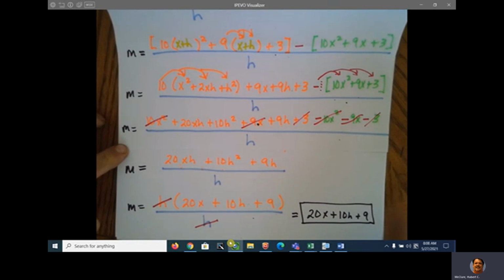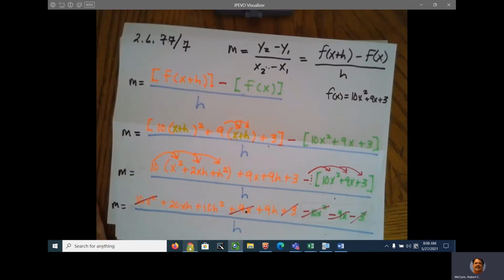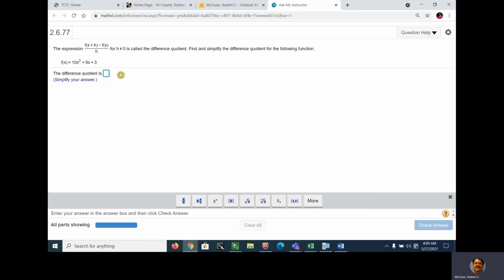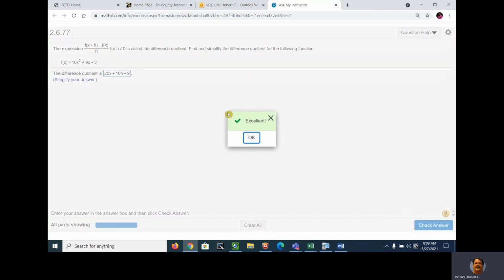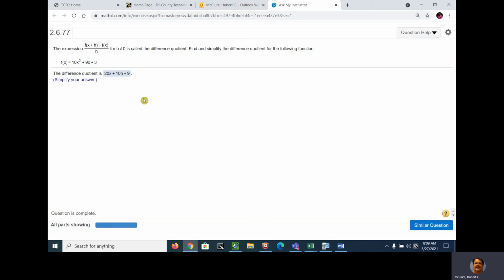So 20x plus 10h plus 9. That is a test question. Now, I won't put a lot of them on the test because it takes a lot of time. So you're probably talking about a couple of test questions with the difference quotient, and I'll do it again for the next person.